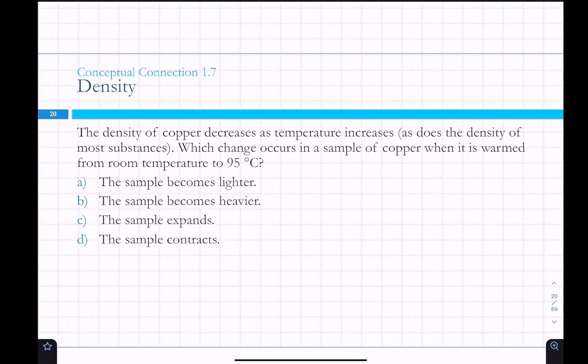Okay, so does anybody think A, the sample's becoming lighter? No. Who thinks B, the sample becomes heavier? Now that would have the opposite effect and also be impossible. So C, the sample expands? Yeah, all right. So the sample's expanding, right? So if the volume increases, right? So we've got mass over volume. If V gets larger, then it makes it a smaller number.